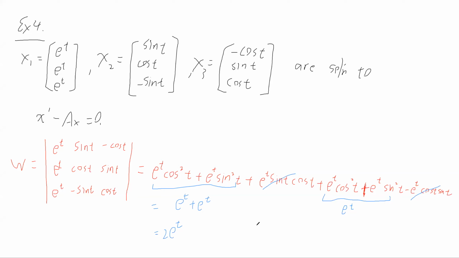Okay, so I found that the Wronskian is 2 times e to the t. Now e to the t is never 0, so the Wronskian is never 0. That means they are linearly independent. In this case the Wronskian is very useful, because in a lot of cases they are going to be linearly independent. All right, so let's see what's next, now that we have checked they are linearly independent.